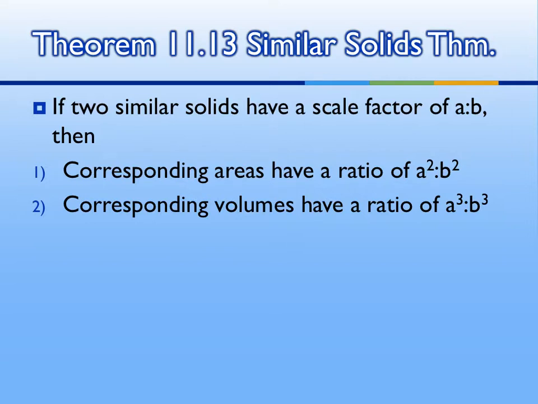All right, so theorem 11.13 is the similar solids theorem, and it says if two similar solids have a scale factor of a to b, whatever those numbers are, then the corresponding areas have a ratio of a squared to b squared. And the corresponding volumes have a ratio of a cubed to b cubed.